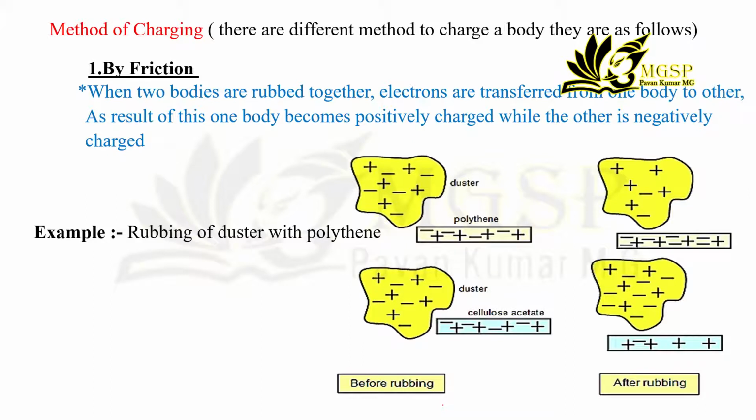Polythene and duster are initially neutral. When they are rubbed, the polythene gets negatively charged and the duster gets positively charged. Next, consider one more example, duster with cellulose acetate. Here the duster gets negatively charged and the cellulose acetate gets positively charged. Before rubbing they are neutral, but after rubbing the charges change.